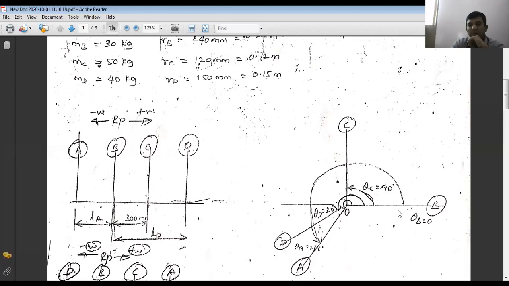Now this is the angular position: B, C, D, and A is unknown. We don't know where A comes. Take it as theta A. Right?